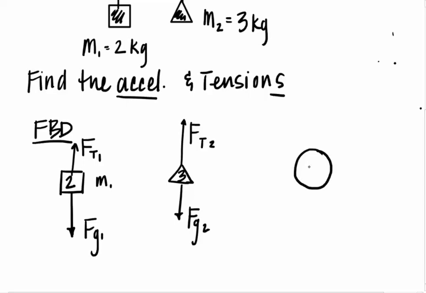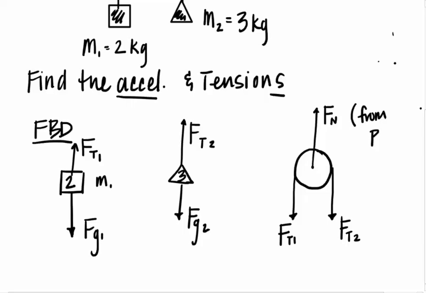So two-thirds of the stuff that we've done here is old. Now, there is a tension force from mass 1, and there's a tension force from mass 2. If we were drawing all the forces acting on our pulley, we would also have a normal force from the pivot, and doesn't the pulley itself have a weight?